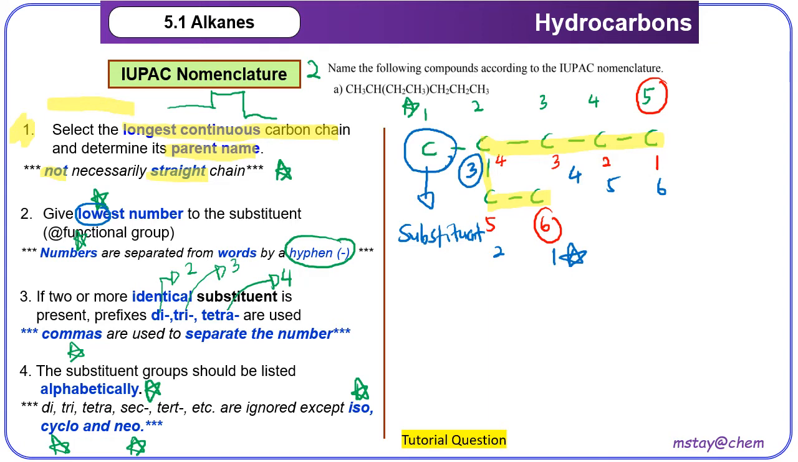So what is the name for this substituent? This substituent consists of 1 carbon and is attached at the 3rd carbon. So I will note it as 3-methyl, and then continue with the parent chain. So it's 3-methylhexane.